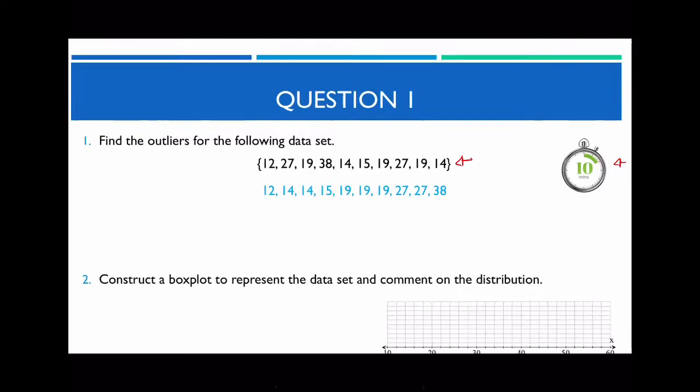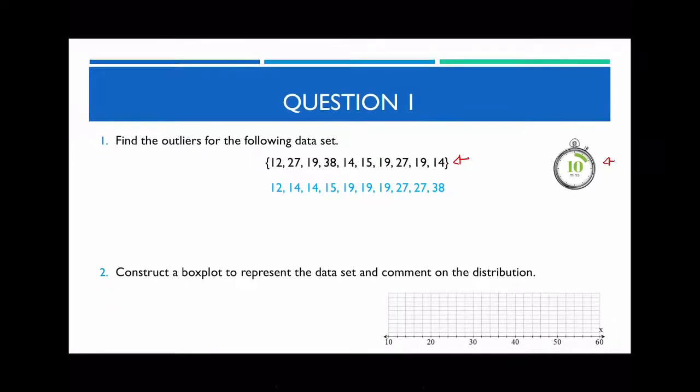In this case, I've zoomed in a bit. So we're going to find out our 5-figure summary. We know that the minimum value is equal to 12. Our maximum value in this case is equal to 38. These two values are always readily found when you're trying to find the 5-figure summary.